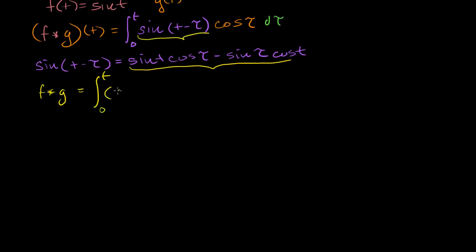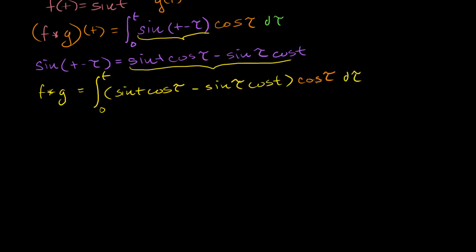So I'm going to write the sine of t times the cosine of tau minus the sine of tau times the cosine of t. And then all of that's times the cosine of tau. I have to be careful with my taus and t's. And let's see, t and tau and t. Everything's working so far. So then that's d tau. Have to be very careful here.